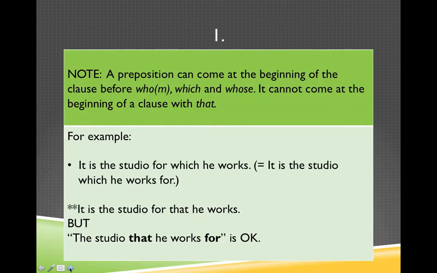Note, a preposition can come at the beginning of the clause before who or whom, which, and whose. It cannot come at the beginning of a clause with that. For example, it is the studio for which he works. Same thing as it is the studio which he works for. That's formal and informal. But although I can say the studio that he works for is okay, I can't say it is the studio for that he works. That is not the object of a preposition. I don't do that.